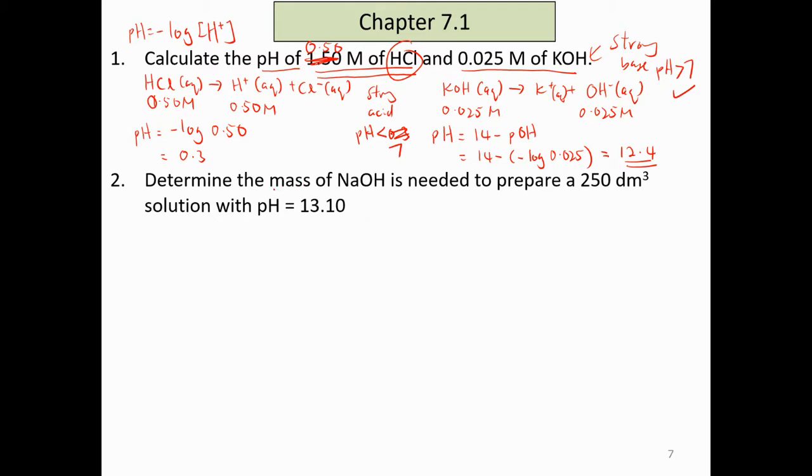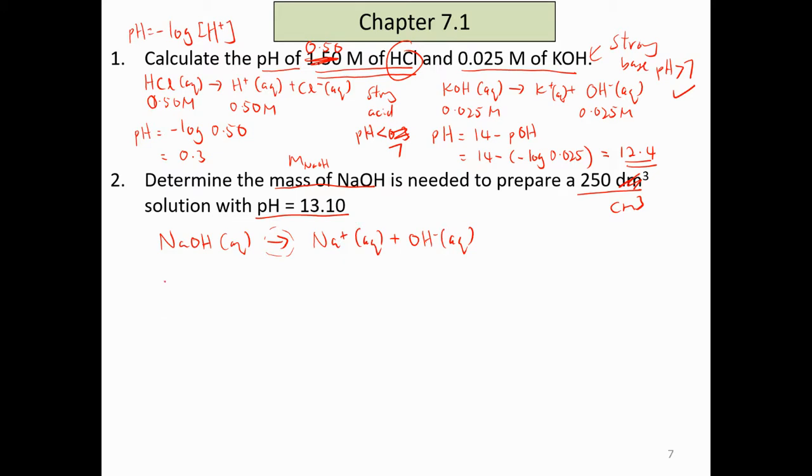Now next one, determine the mass of sodium hydroxide that is needed to prepare 250 dm cube. Same again here, should change it to only cm cube, with a solution of pH 13.10. NaOH is a strong base. It will completely dissociate and become sodium positive and hydroxide ion. So what is given here? We need to find the mass, but only given volume and pH.